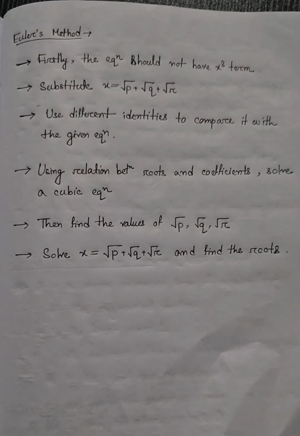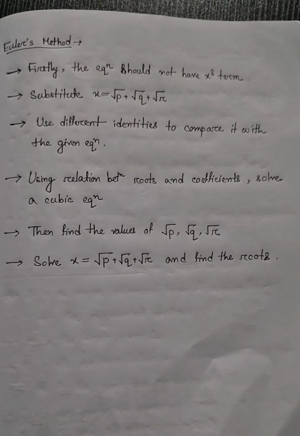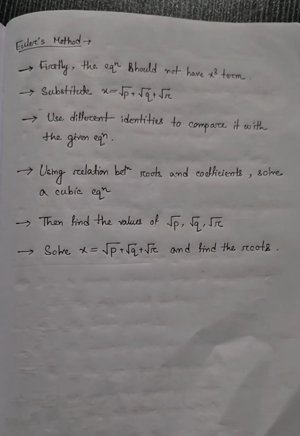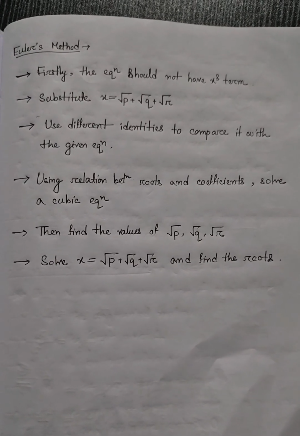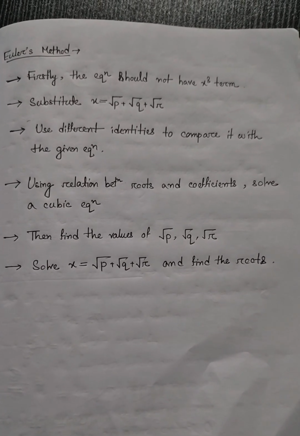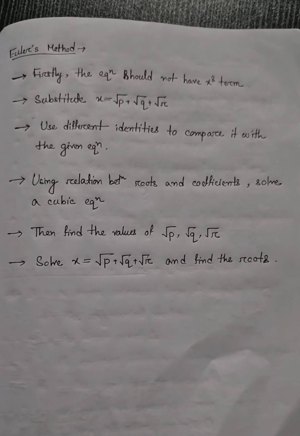In case of Euler's method, firstly, the equation should not have the x squared term. Then we have to substitute x equal to root p plus root q plus root r, as you let us assume that. Then use different identities to compare with the given equation. Then using the relation between roots and coefficients, we have to solve the cubic equation. Then lastly, we have to find the values of root p, root q and root r. Then solve for x equal to root p plus root q plus root r and then find the roots.